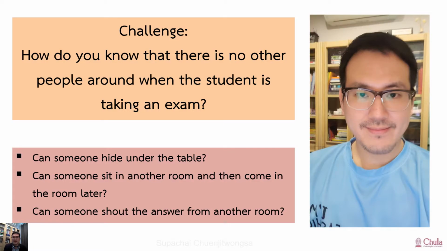And this one I would like to show you. This is me giving an example. How do you know that there is no other student or other people around when a student is taking an exam? How do you know? Sometimes you need to let the student pan the camera around to make sure that no one is with the student. But can someone hide under the table? We have found someone hiding under the table to tell the answer to the student.